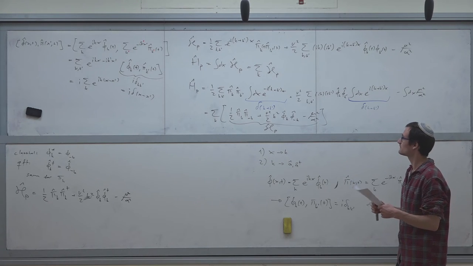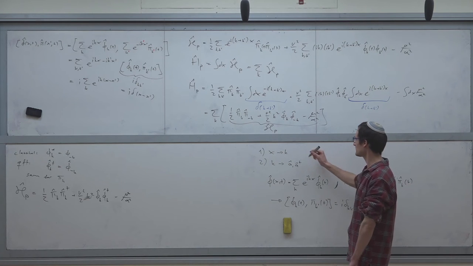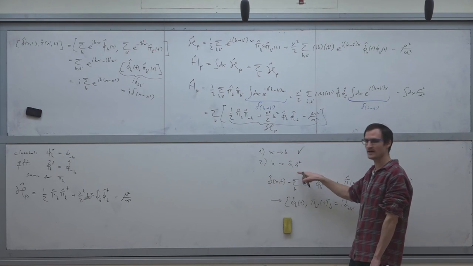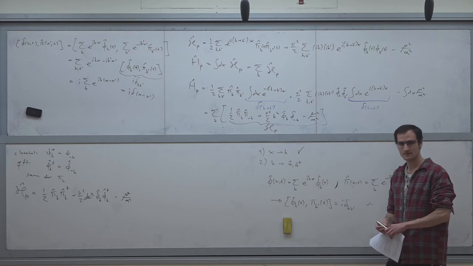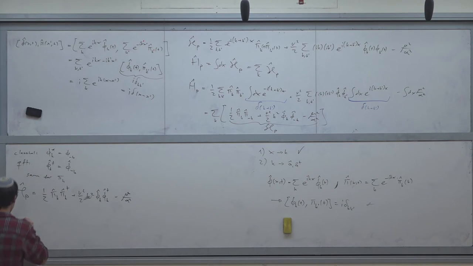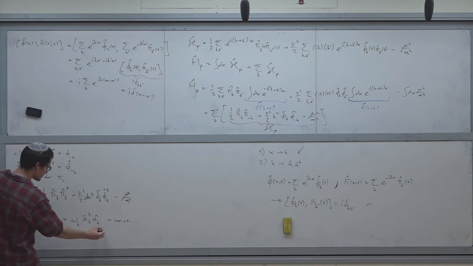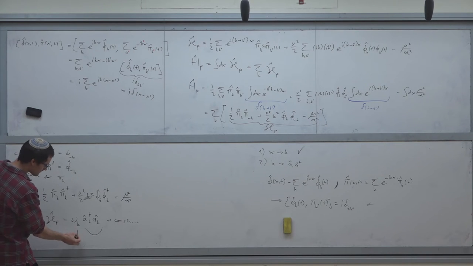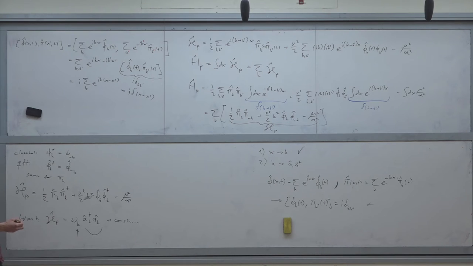Okay, so that was step one, right? Step one, we went from x to k. Well done. Step number two, we have to go from k to a and a dagger. So how do we go from k to a and a dagger? What we want is an expression that is equal to omega k a dagger k a k, plus some constants. We don't care about constants. We want an expression that is just the number operator times some coefficient. That coefficient is the excitation spectrum that we were asked to find in the question.